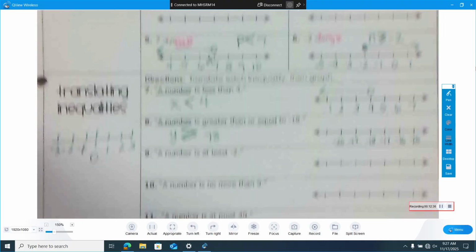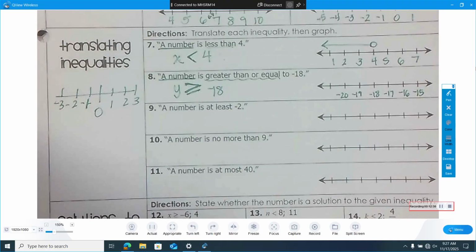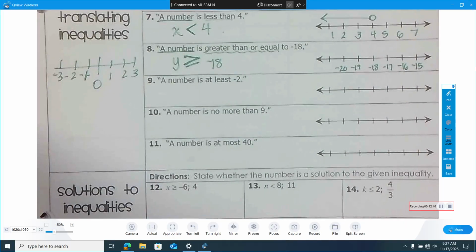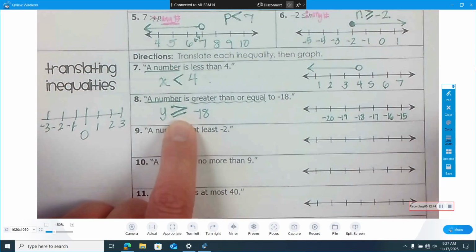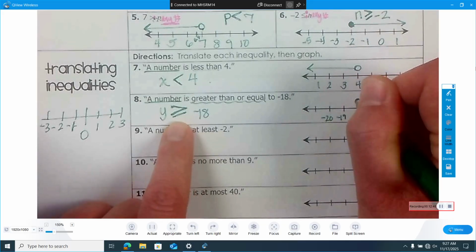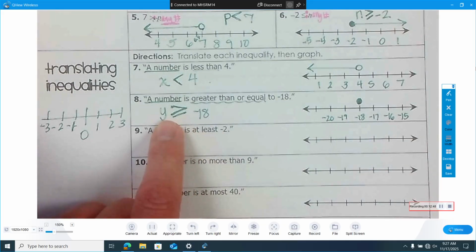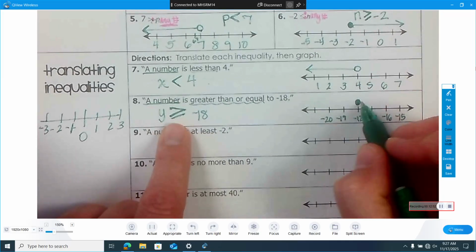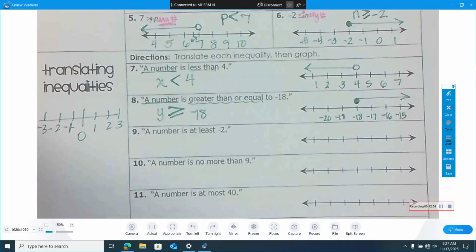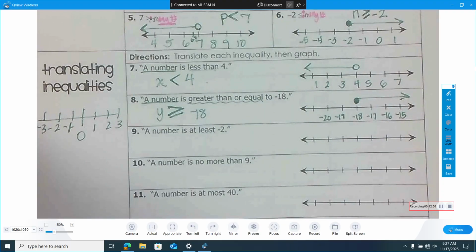All right, let's see here. At 18, is it open dot or closed dot? Closed dot at 18. And this is, we want any number bigger than 18. Where are the bigger numbers? To the right. So we're going to draw our shading to the right there. Okay.